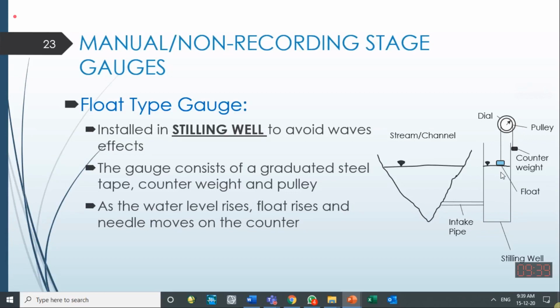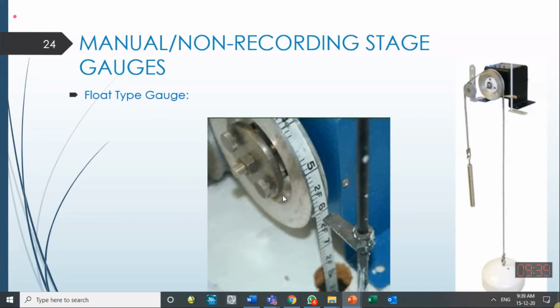As the water level goes up or down, because the weights of both are balancing each other, the water level can move this float up and down. As the float goes up and down with the change of the water level, the dial on the pulley also changes. From the dial reading, they can note how much the stage is at a certain time, at a certain location. This float type here is an actual float gauge. On one side they have the counterweight, on the other side they have the hollow float. They are passing over a pulley.